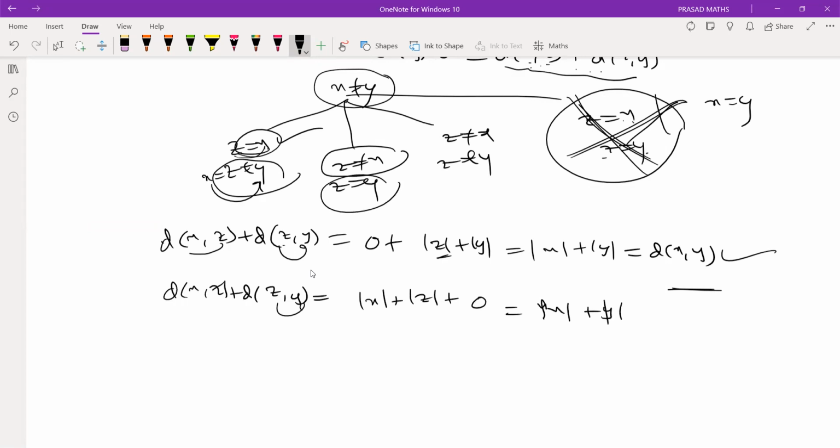You know that z not equals to x means, you know that z is equals to y means what? Y. Therefore, y not equals to x. Whenever y not equals to x, what is this? Distance between y comma x. Right? So there is no problem. So equality holds.